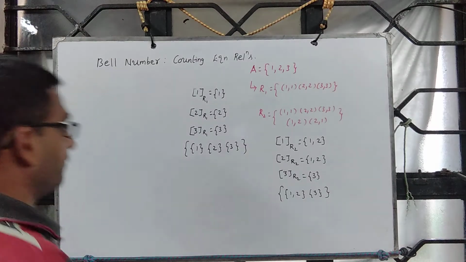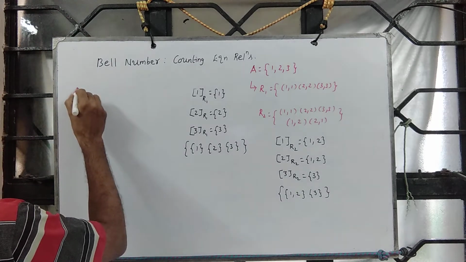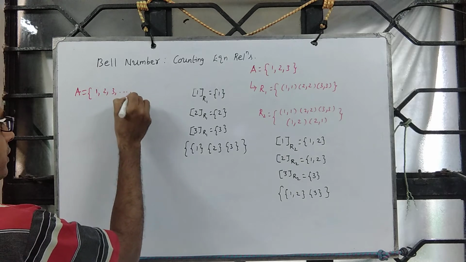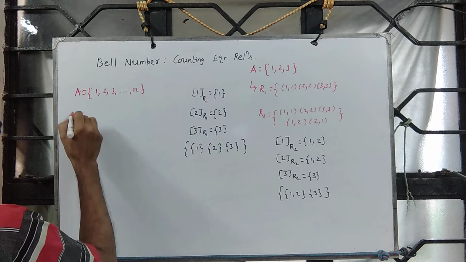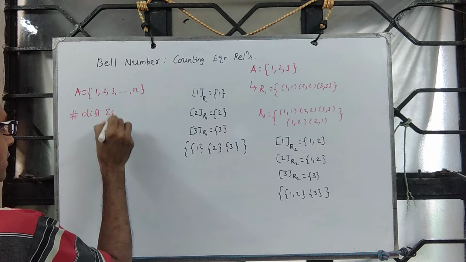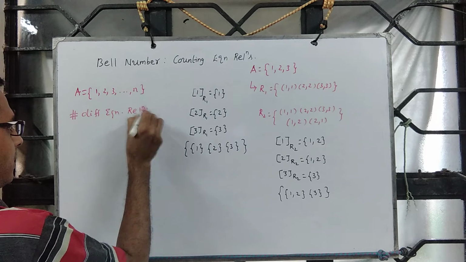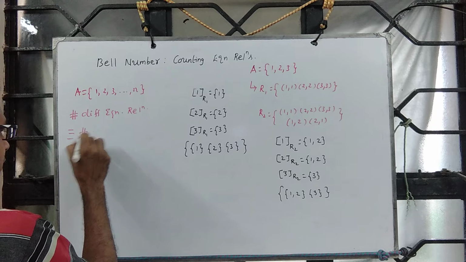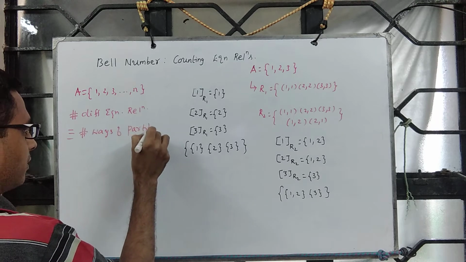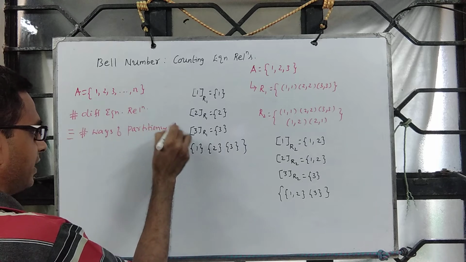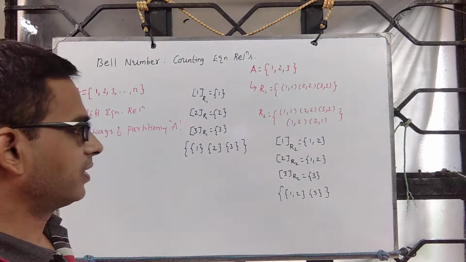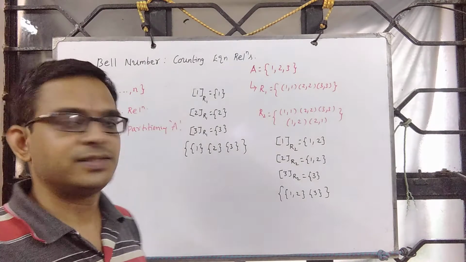In general, we are given a set A of n elements, say 1, 2, 3, and so on up to n. We are interested in knowing the number of different equivalence relations, or equivalently, the number of ways of partitioning the underlying set A. We shall now count this via an interesting recurrence relation.